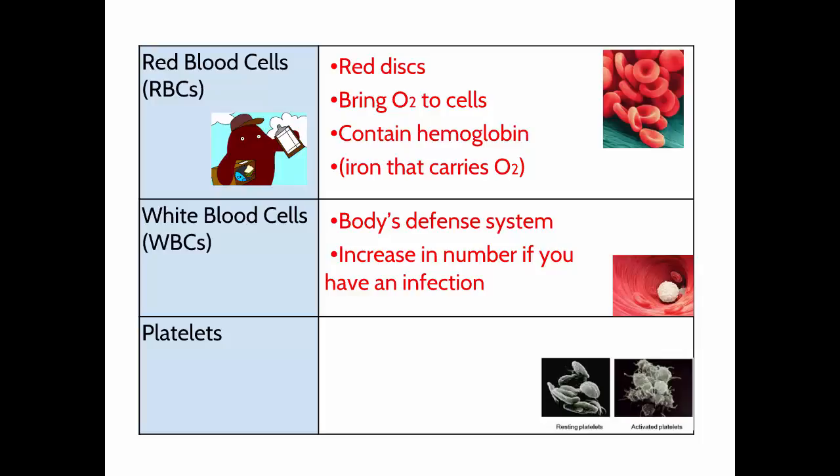When you're sick, if you have, say, an ear infection, your body will produce more white blood cells to help fight off that infection. Your immune system and your white blood cells also produce antibodies, which protect you from a future infection from that disease. And then the third part of our blood, besides the plasma, are the platelets. Platelets allow our blood to clot, to clump up, to stick together.